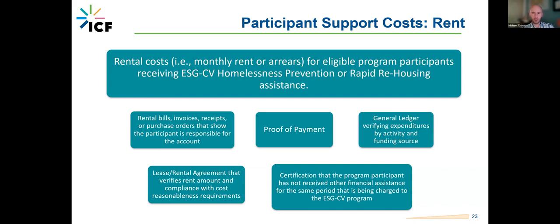Then you've got your general ledger. As with everything else, you need to show that it was allocated to the right program. And then finally, you need to think about duplication of benefits with this one as well. So you have to have certification that the participant is not receiving the same rental assistance from another source. Back to you.